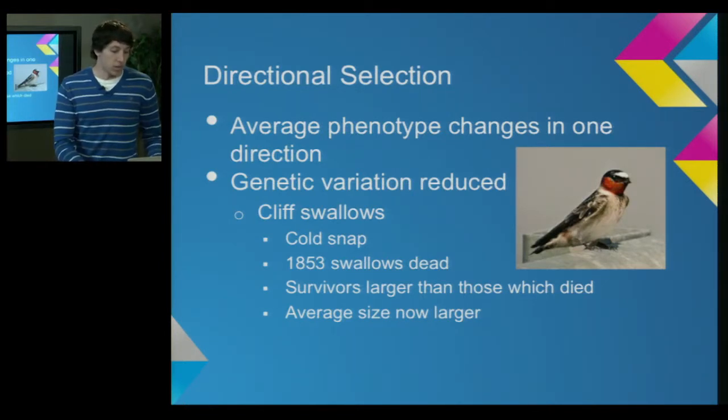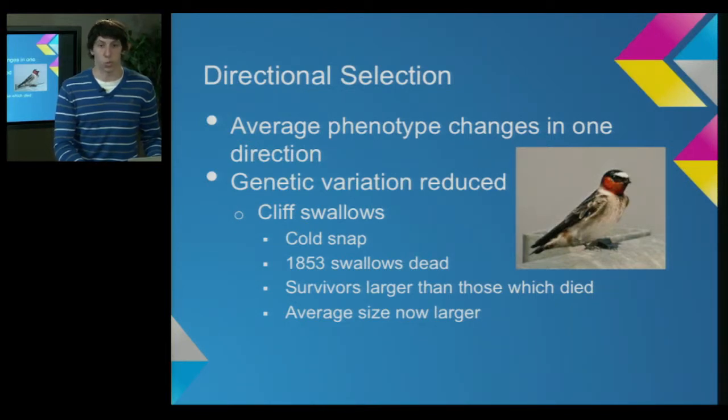There was a study done on cliff swallows when there was a cold snap in North Dakota, and 1,853 of these swallows died. The survivors, they found, were larger than the ones who had died because they were able to better catch their prey of insects in this cold snap. Now, the average size of these swallows is larger than before.